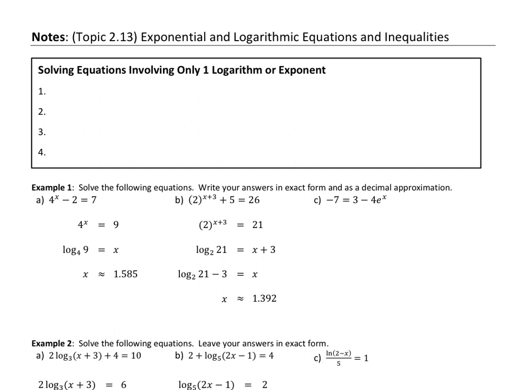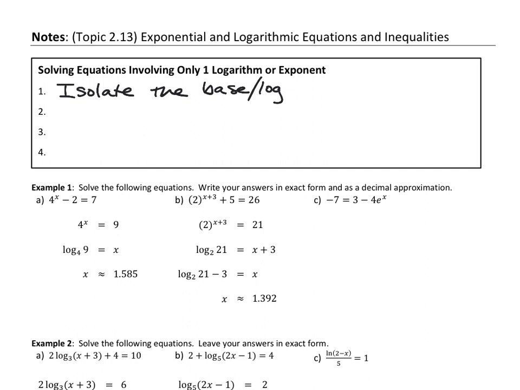The first step in solving an equation with either only one logarithm or one exponential is to isolate the base or the logarithm. So base meaning you're isolating the term with a power, with an x as an exponent, or just the logarithm itself, making sure that the logarithm is the only thing on its side of the equation.